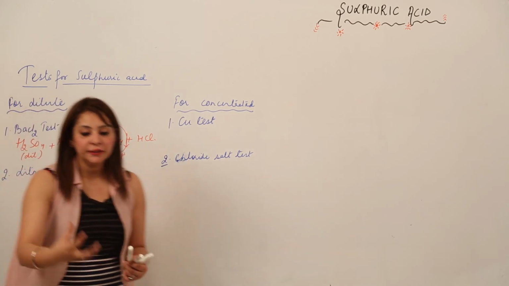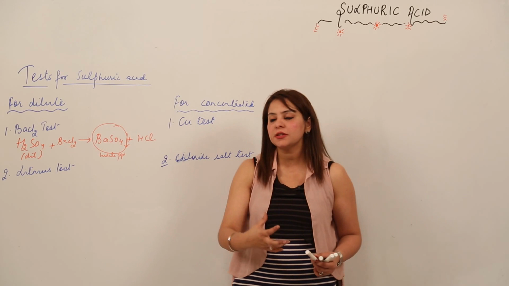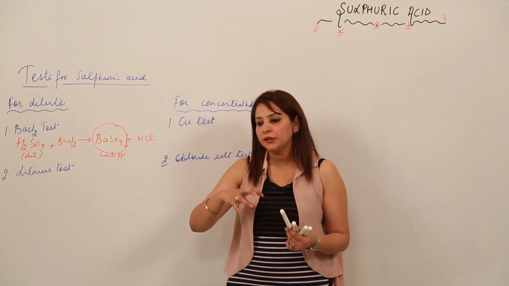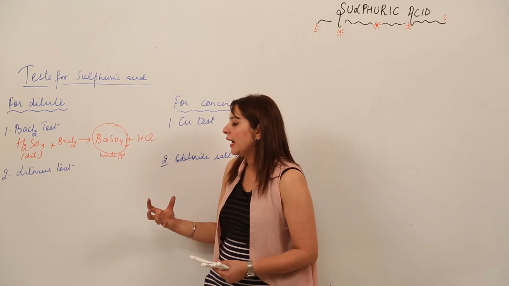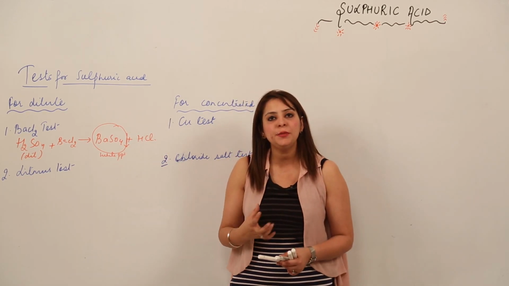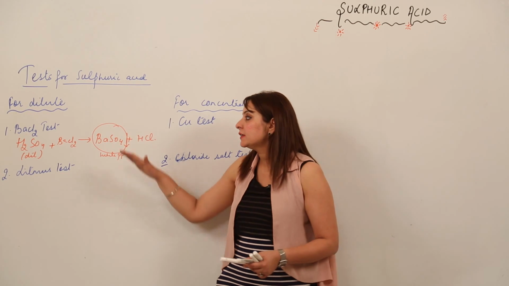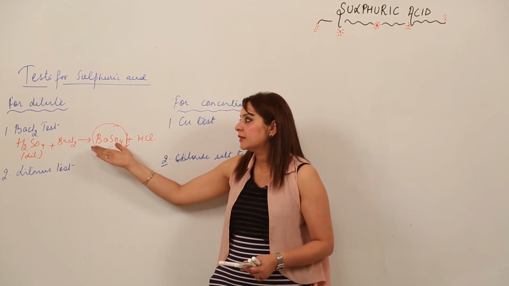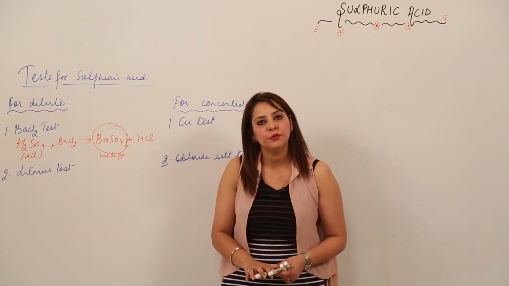So whenever you get an acid and somebody asks you to identify whether it is sulfuric acid or not, you can say react it with barium chloride. If it leads to the formation of a white precipitate that settles down, that is the BaSO4, that means the given substance is dilute sulfuric acid.